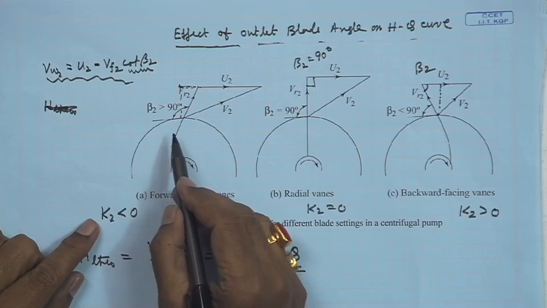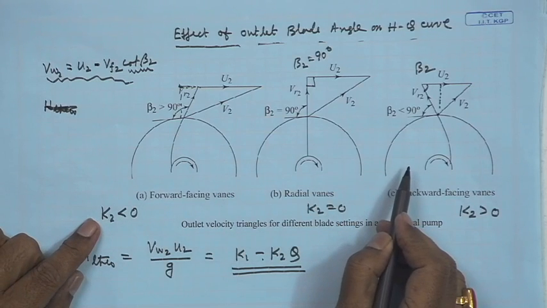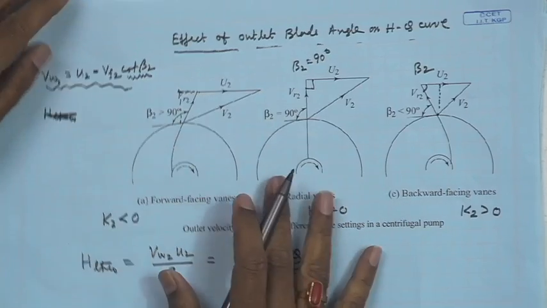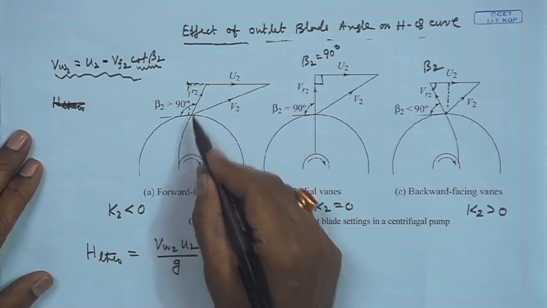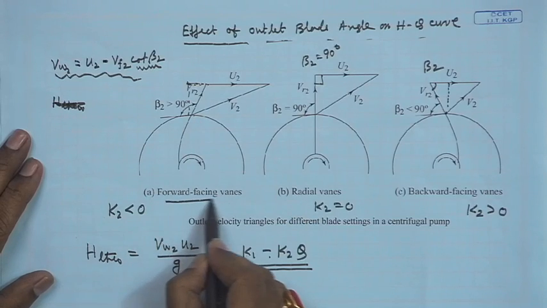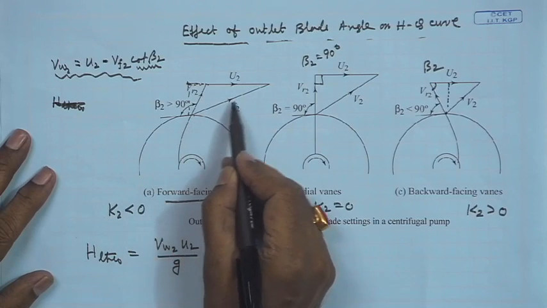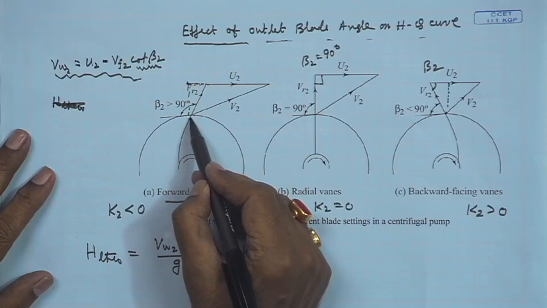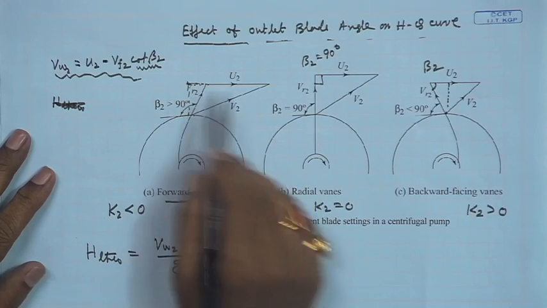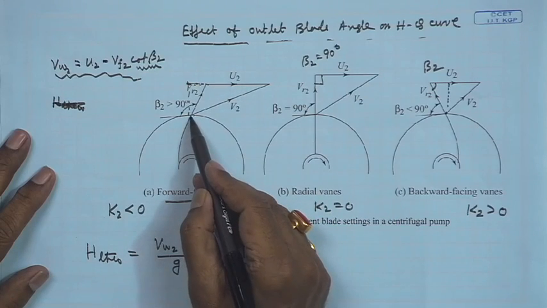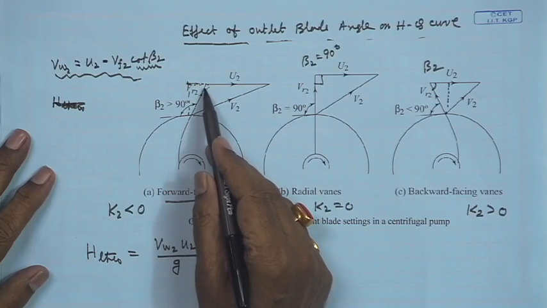Now there are three types of blades which are defined, which can be used. One is this type, where the curvature of the blade is in the direction of the rotation, which is known as forward facing vanes. And here the velocity triangle will be like this. You see, this is the VR2 matching the blade angle at the outlet. This is under ideal conditions, that means design conditions. So this is matching with the outlet impeller angle.